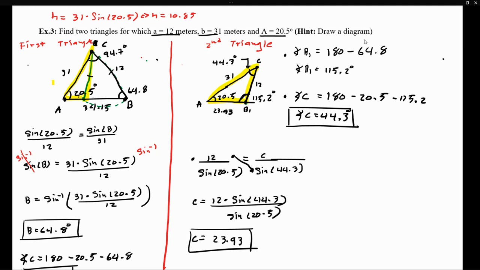I hope that this was helpful. But the moral of the story here is that if you've been given any information about a triangle in the form of side-side-angle, you have to check any of the three situations. Either we can have no triangle, one triangle, or two triangles. And in this case, we were able to define two triangles based on the discussion that we had in our previous lesson.